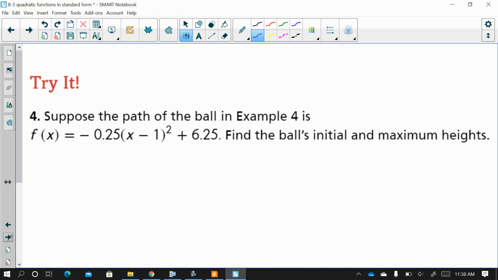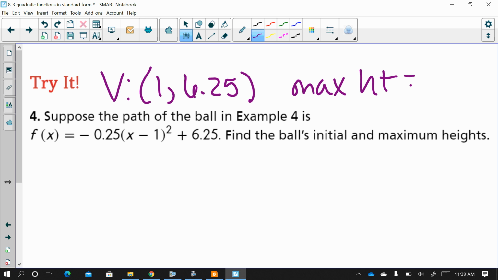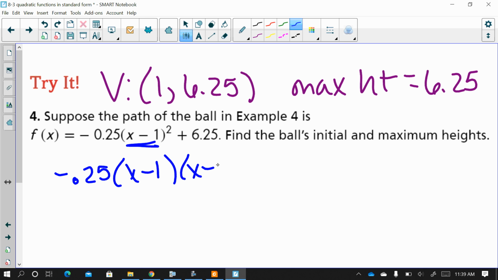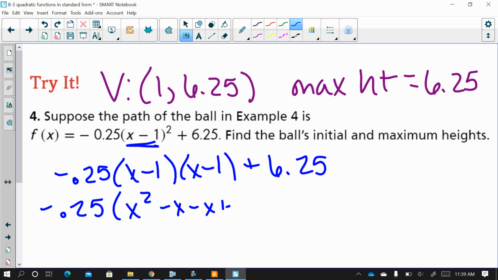Okay, so one more example here. Suppose the path of the ball is different. We want to find the initial and the maximum heights. Well, the maximum is the same thing as the vertex. So the vertex here, (h, k), is 6.25. Max height is equal to that 6.25 feet. To find the initial height, we need to FOIL and distribute and combine like terms. So we'll start here by FOILing. So negative 0.25 times (x minus 1) times (x minus 1) plus 6.25. If I FOIL, I get x squared minus x plus 1.